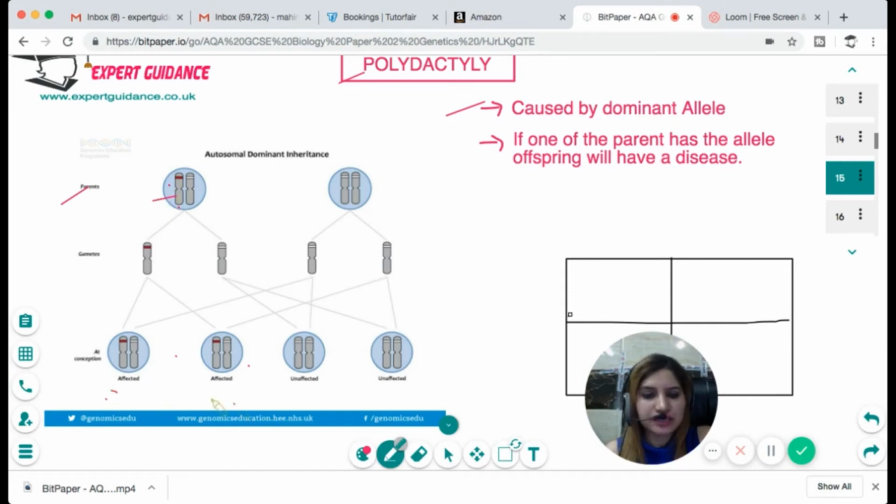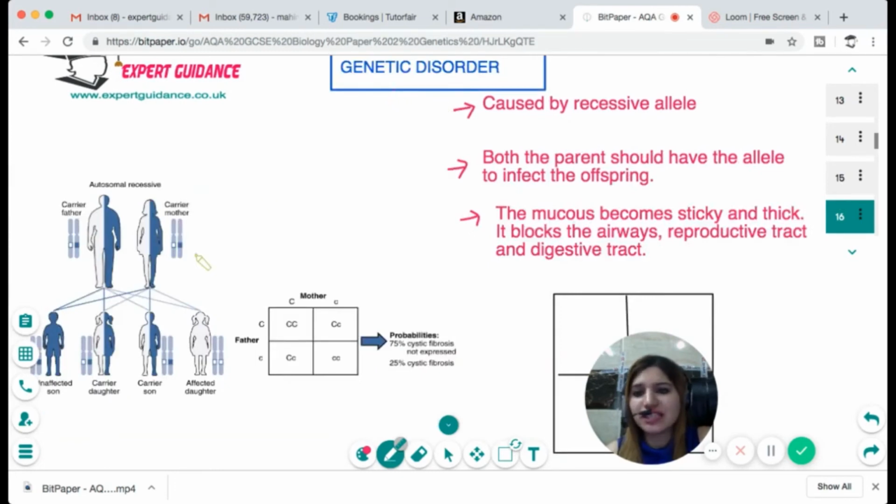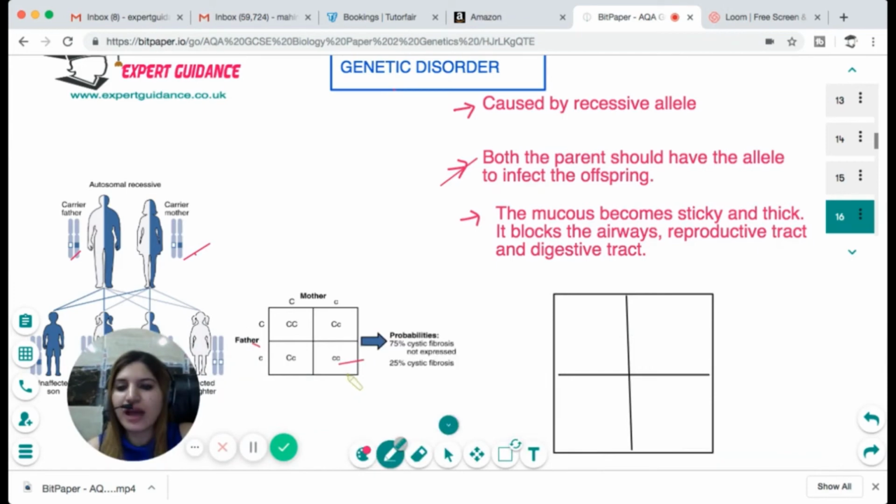On the other hand, cystic fibrosis is a recessive disorder. Now, for a recessive disorder, both the parents should have an allele to affect the offspring. Here, both father and mother are carriers. They had one allele each, and that made 25%, that is a quarter of the offspring, have cystic fibrosis. If only one had that allele, the offspring would not have the disease. They could be a carrier, but they would not be a sufferer.